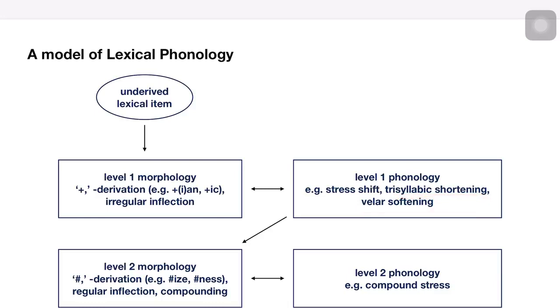As it moves on to level 2, it undergoes level 2 derivation by picking up suffixes such as -ize or -ness. It might undergo regular inflection such as in speak and speaks. Compounding belongs to level 2 morphology too, and during compounding, the primary stress of the compound word is reconsidered.